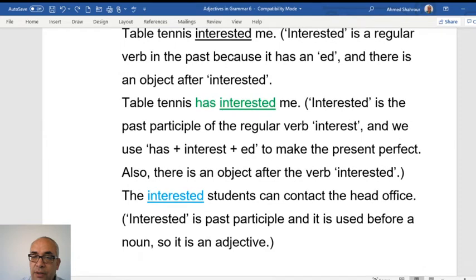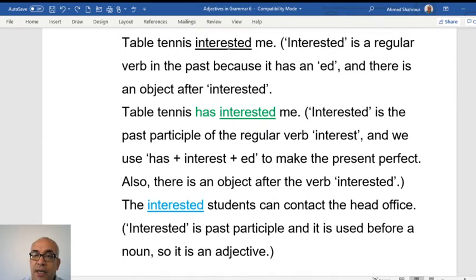Another one. Table tennis interested me. Interested is a regular verb in the past because it has an ed and there is an object after interested. And I explained this before. I said again, there is an action. Interested me, there is an action because we have got me as the object. Table tennis has interested me. Interested is the past participle of the regular verb interest, and we use has plus interest plus ed to make the present perfect. Also, there is an object after the verb interested.